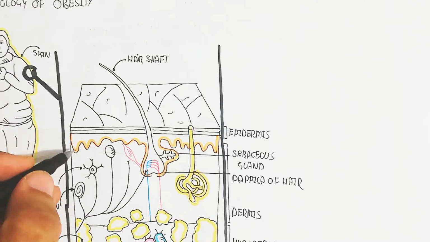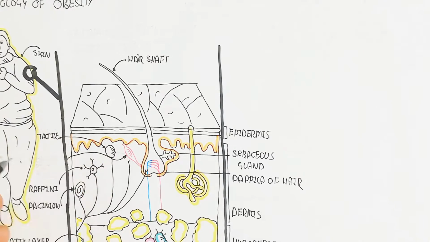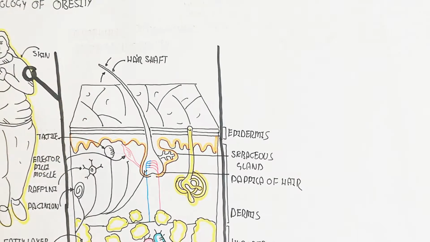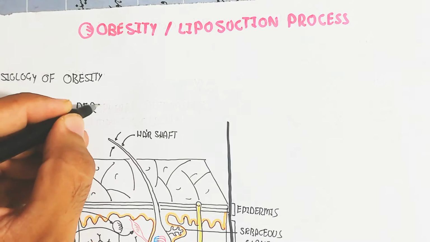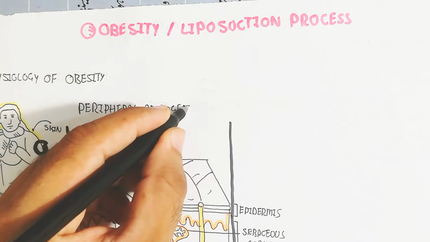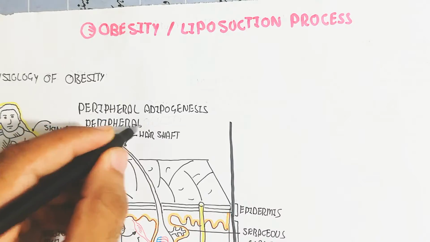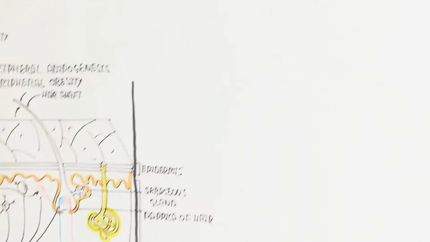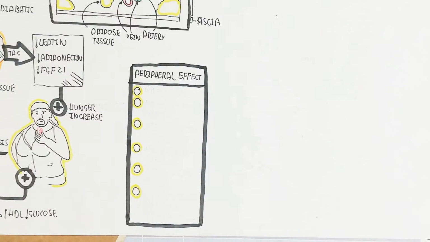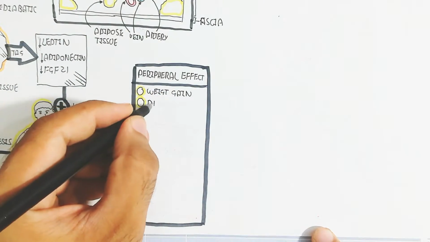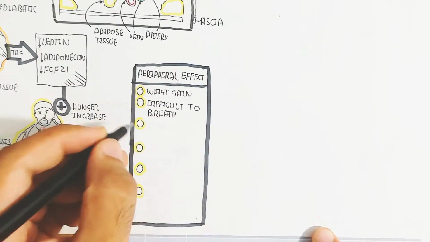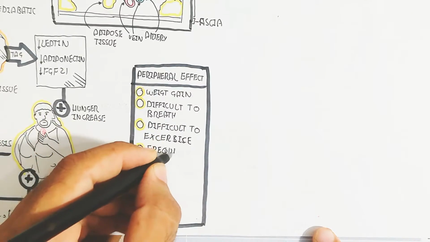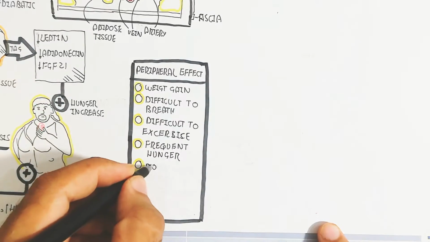This is the papilla of hair, which is nourished through the blood circulatory system, a vein and artery, and this is the erector pili muscle, which is used for goosebumps to preserve heat during cold weather. Here peripheral adipogenesis occurs, the peripheral obesity due to the subcutaneous fatty layer formation. Let's understand the peripheral effect. Obesity leads to weight gain, difficulty breathing, difficulty exercising, frequent hunger, more sugar desire, and weight gain that causes joint pain.